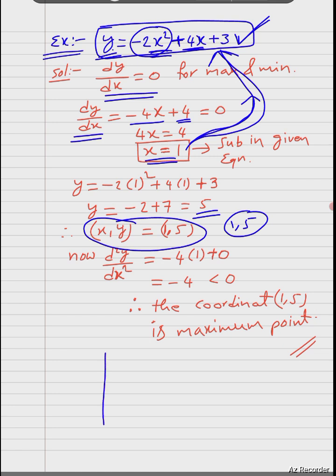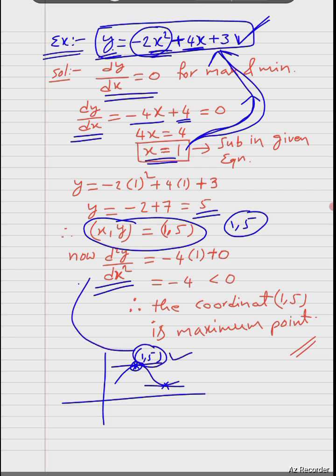Suppose the graph is not for the given function. Suppose this point is 1 comma 5. Is it maximum or minimum? How to confirm? We have to confirm by taking the double derivative. Okay, single derivative will tell us only the slope is 0. But is this point maximum or minimum? How can we confirm? We can confirm only by doing the double derivative of it.